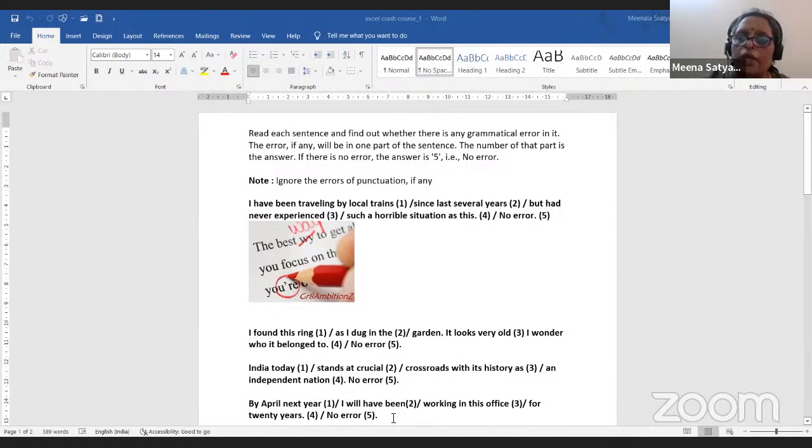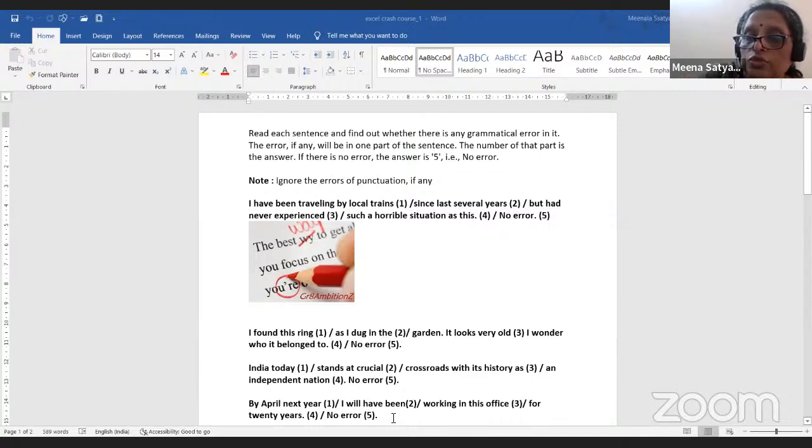I've been traveling by local train since last several years, but had never experienced such a horrible situation as this. No error. If you have noticed, I have been traveling by local trains since last several years. That's the error. So number one is the error. For last several years, since has been wrongly used. So that is the error over here. So the answer will be one.